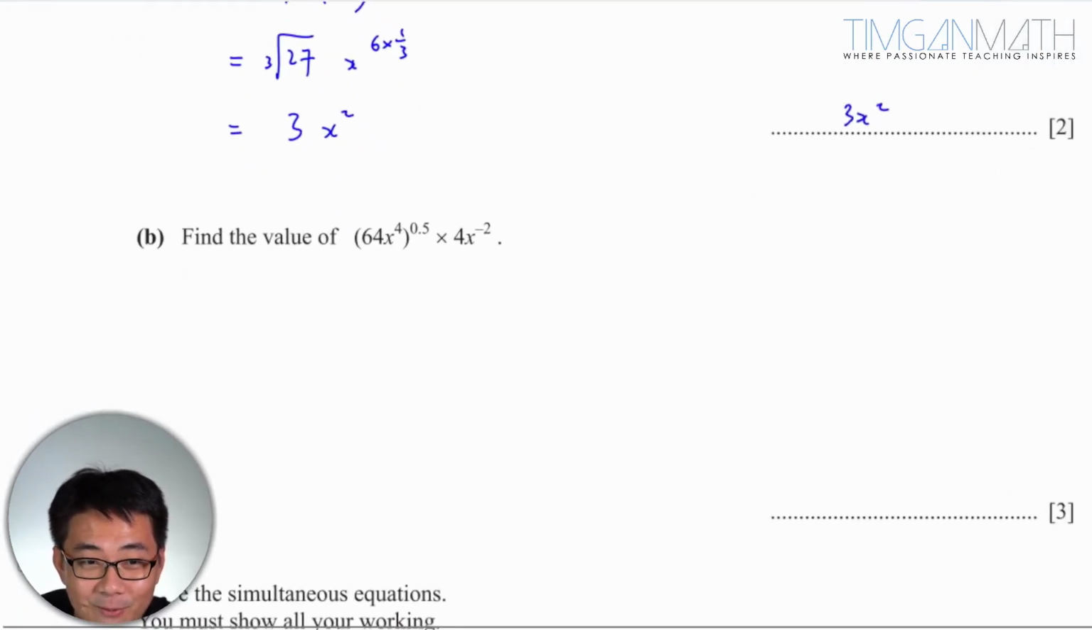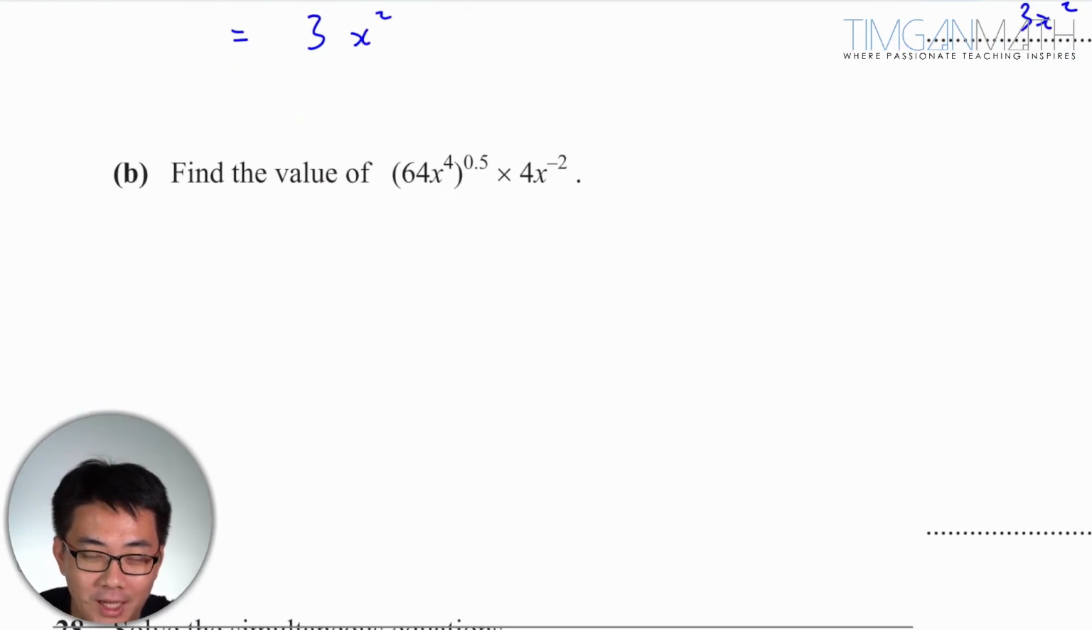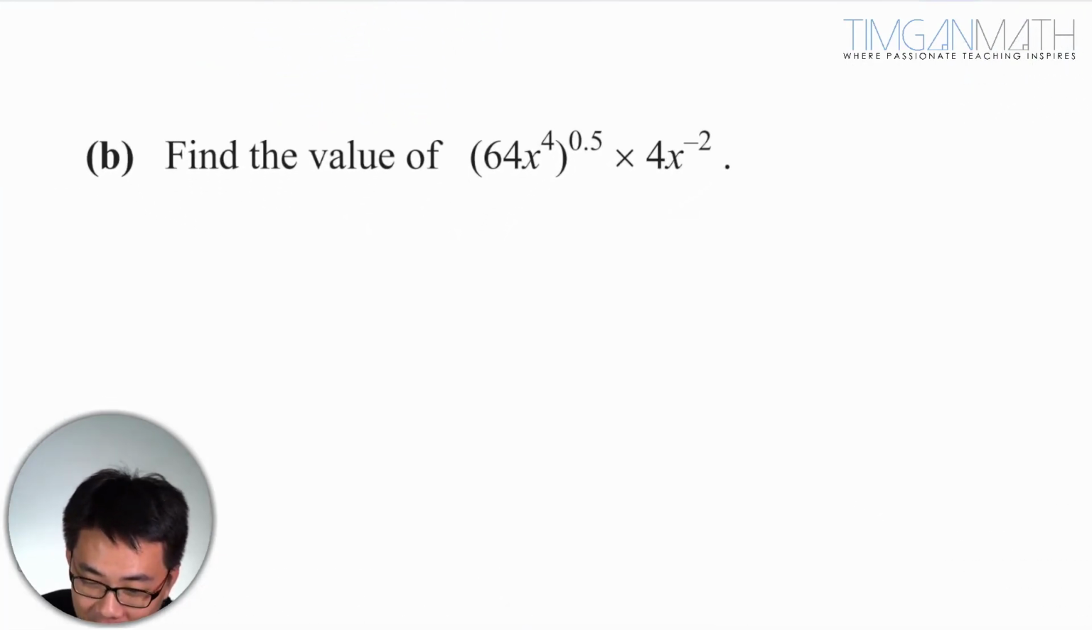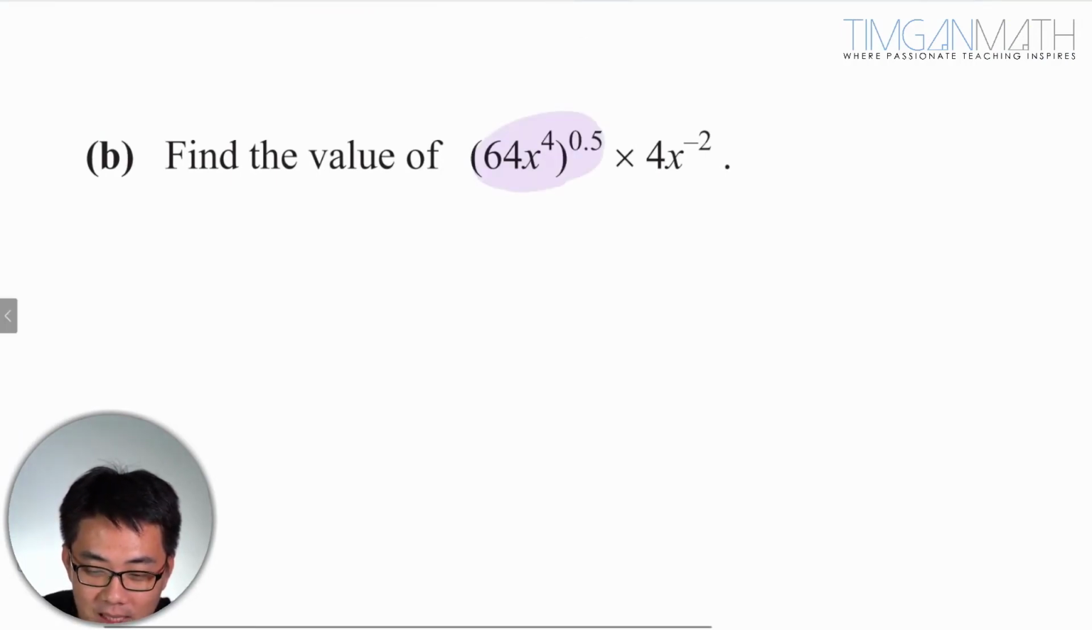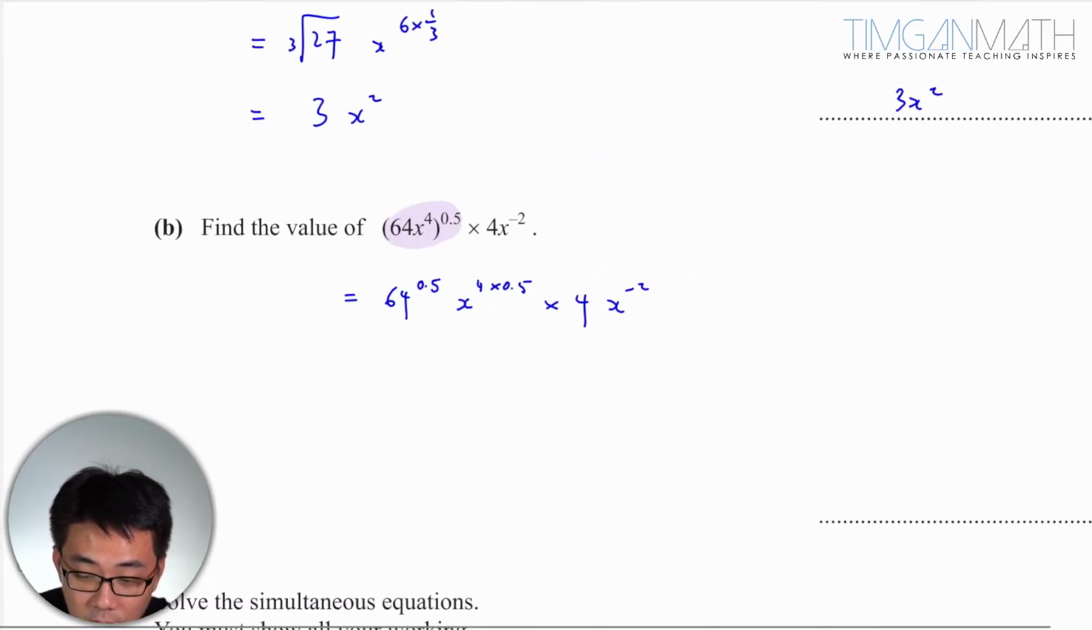And then let's look at B. Find the value of this odd looking expression here. Same thing, just slowly. What I'll suggest is just try and open this up first. This will be 64 to the power of 0.5, x to the power of 4 times 0.5, times 4 times x squared, negative x to the power minus 2.